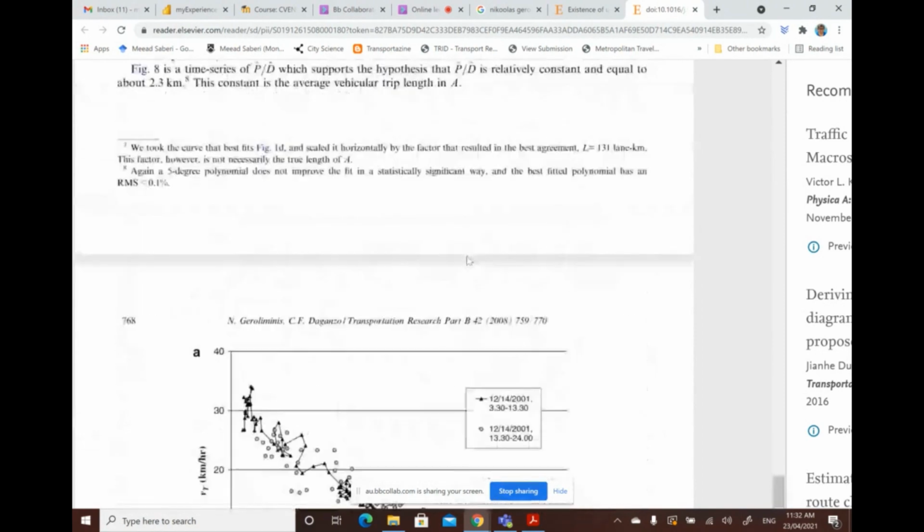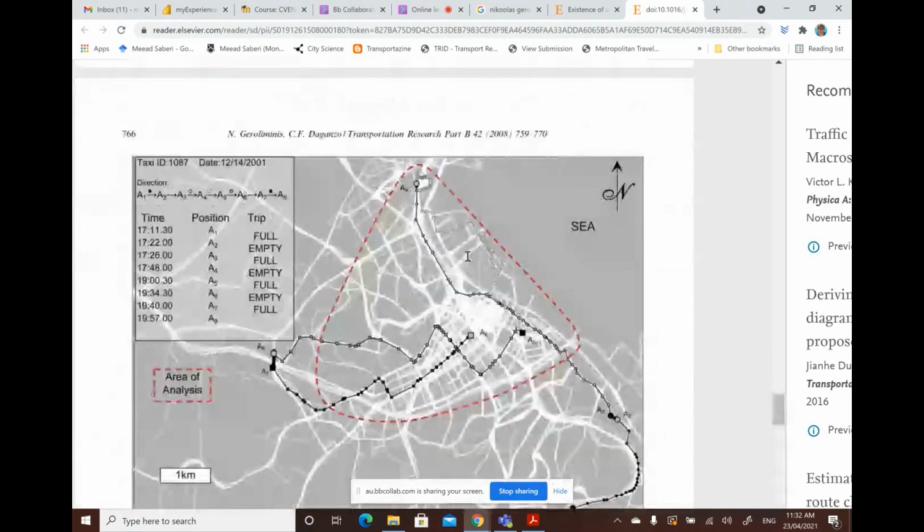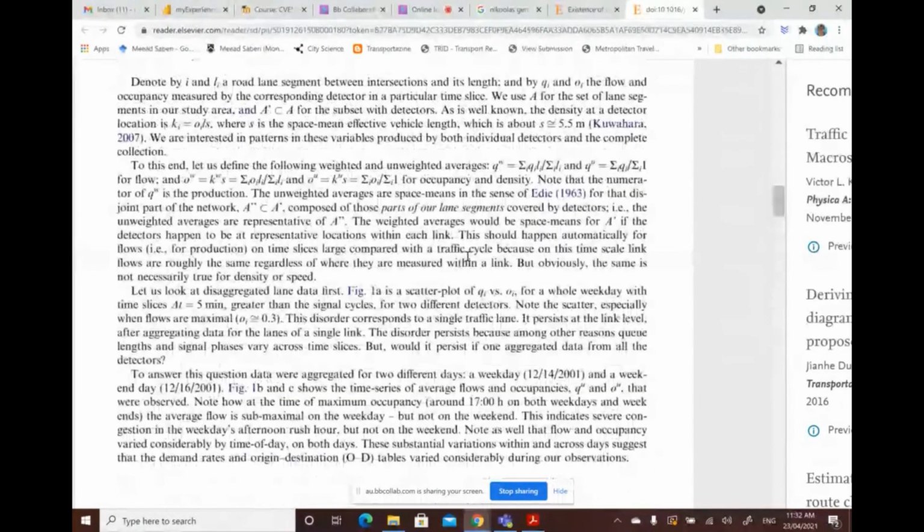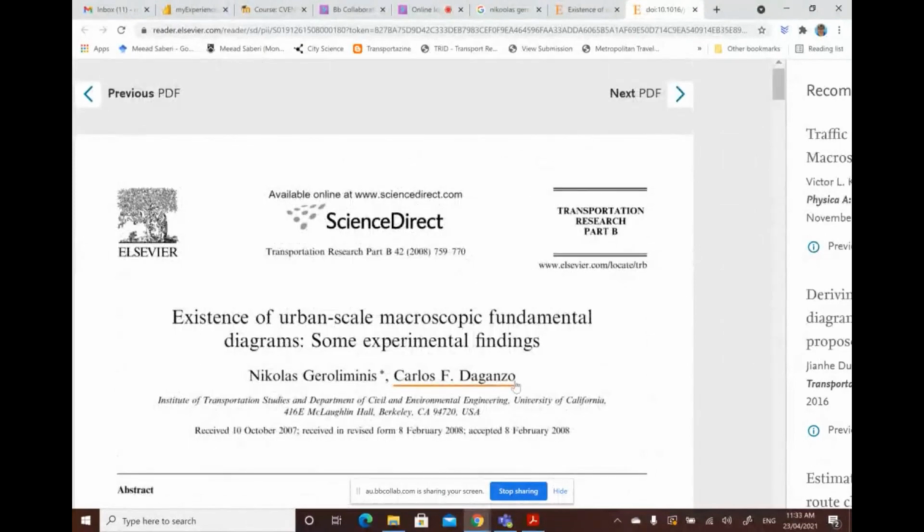So have a look at this paper. It's very interesting. It's not super difficult to follow. It doesn't have complicated math. Very empirical paper from 2008. So have a look, and it will give you a lot more insights on MFD calculations and some of its use.